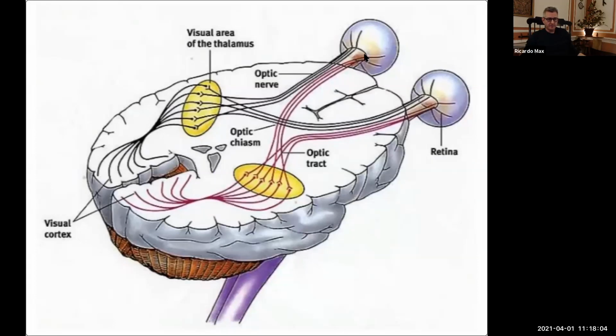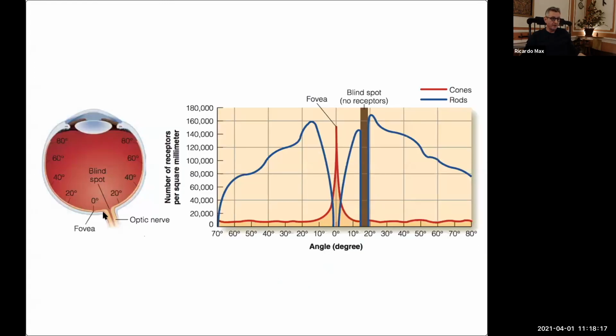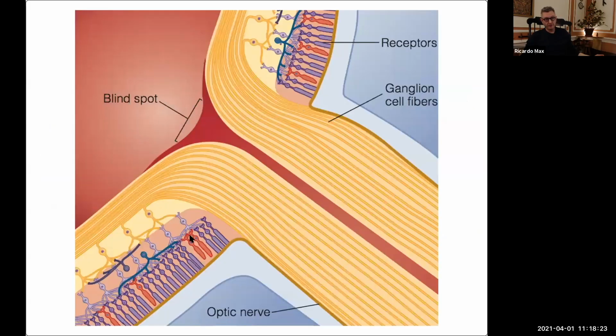These are very long axons that come from the eye, from the ganglion cells. Some of them have a small stop on the way, and they reach this area, and here another axon. So that's why here you can see the optic nerves. That's why we don't have receptors here, because it has to go somewhere.